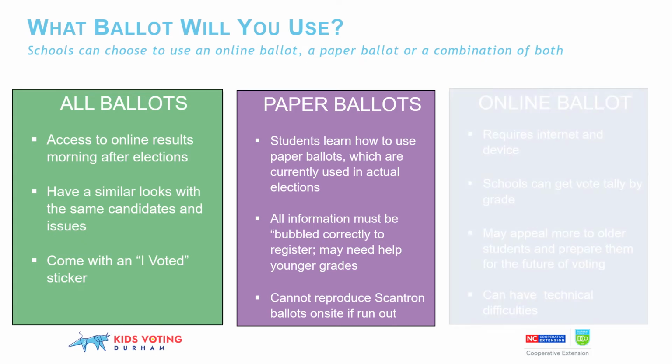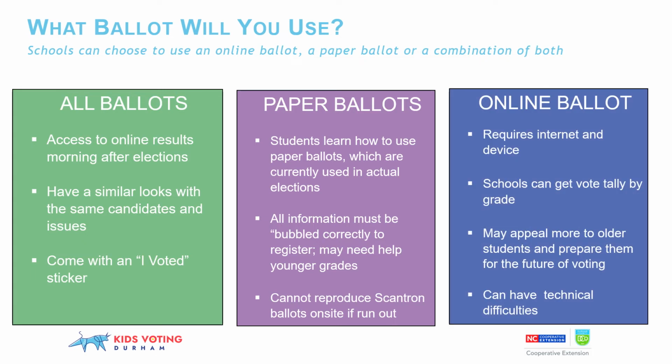And you can't reproduce a Scantron ballot on site if you run out, but we're always happy to deliver you more. Online ballots require, of course, an internet access and device, which more of our schools have now since we've become a one-on-one district. Schools will be able to get a vote tally by grade as well as by school, which is appealing to some schools.